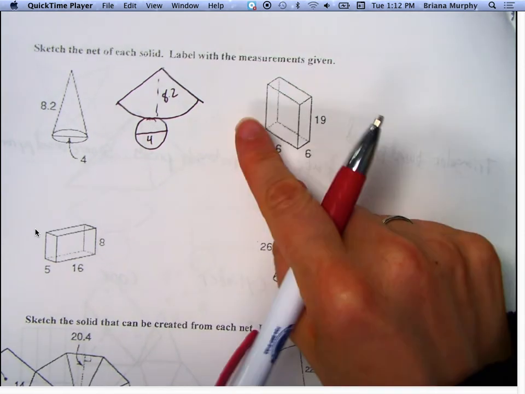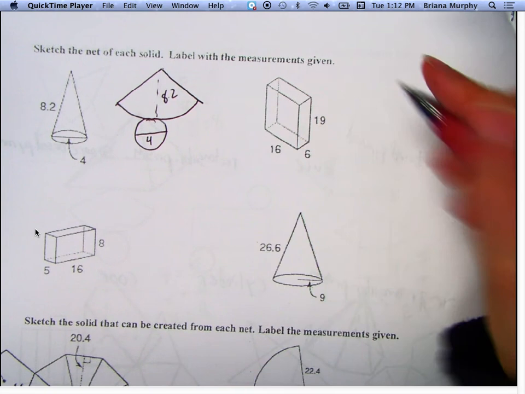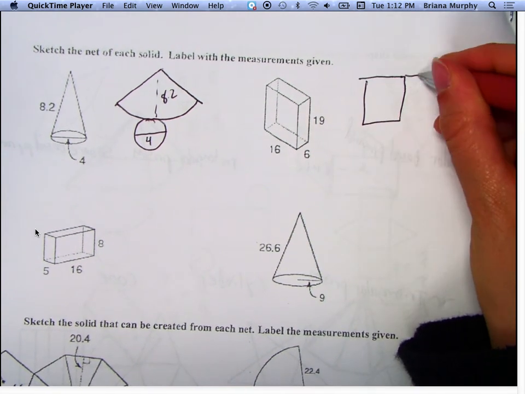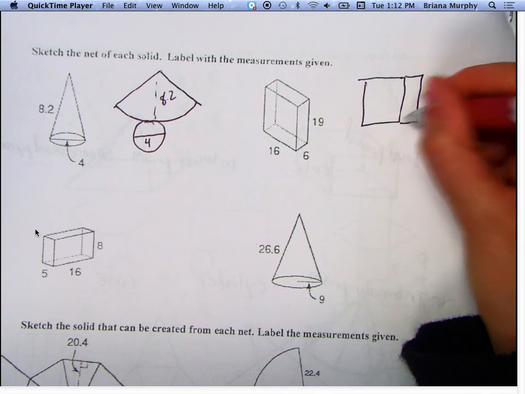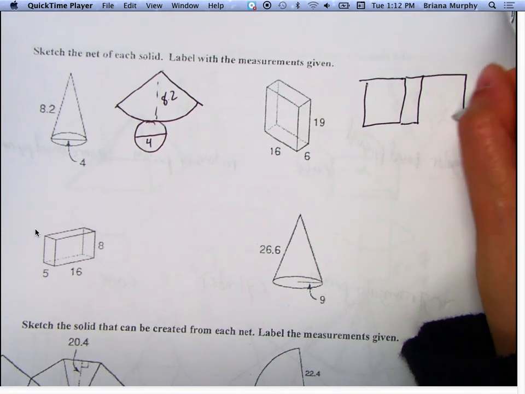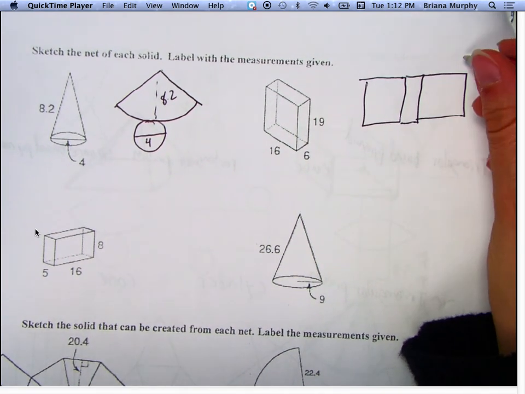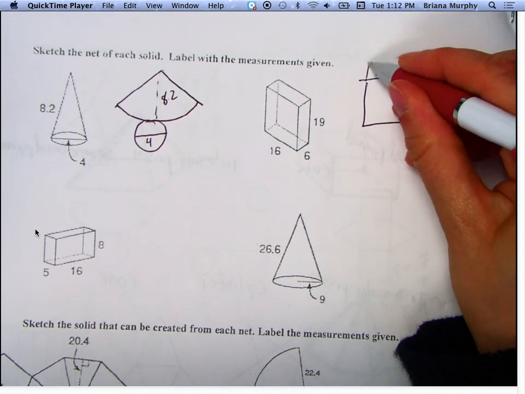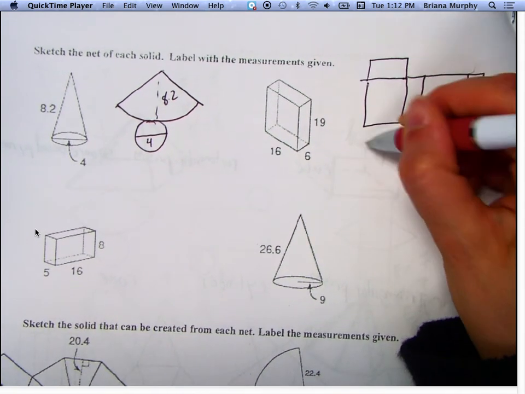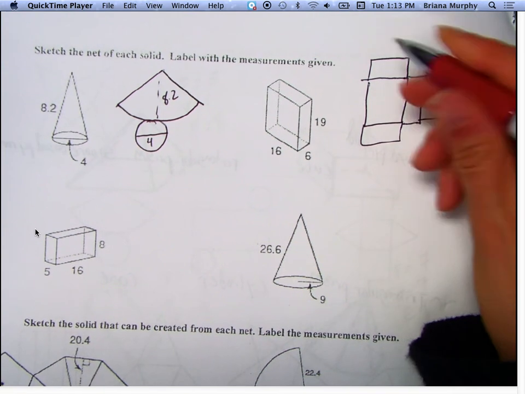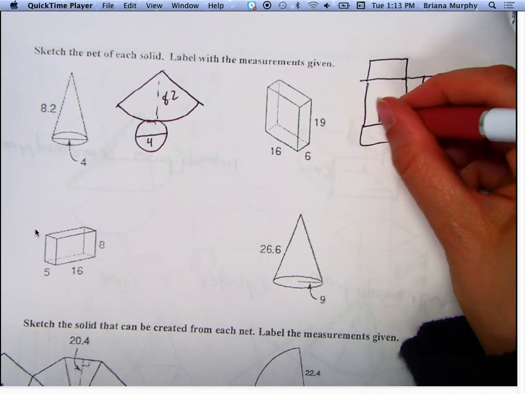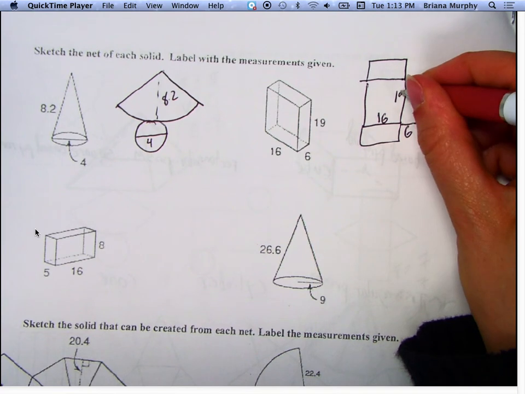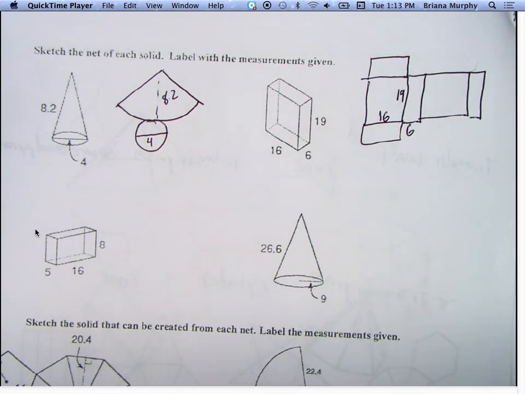Okay, now here is a prism. So we're going to draw that big square, and then the skinnier rectangle, and then a big square, and then a skinny rectangle, and then a rectangle over here, and a rectangle over here. And we're going to call this 16 by 6 by 19.